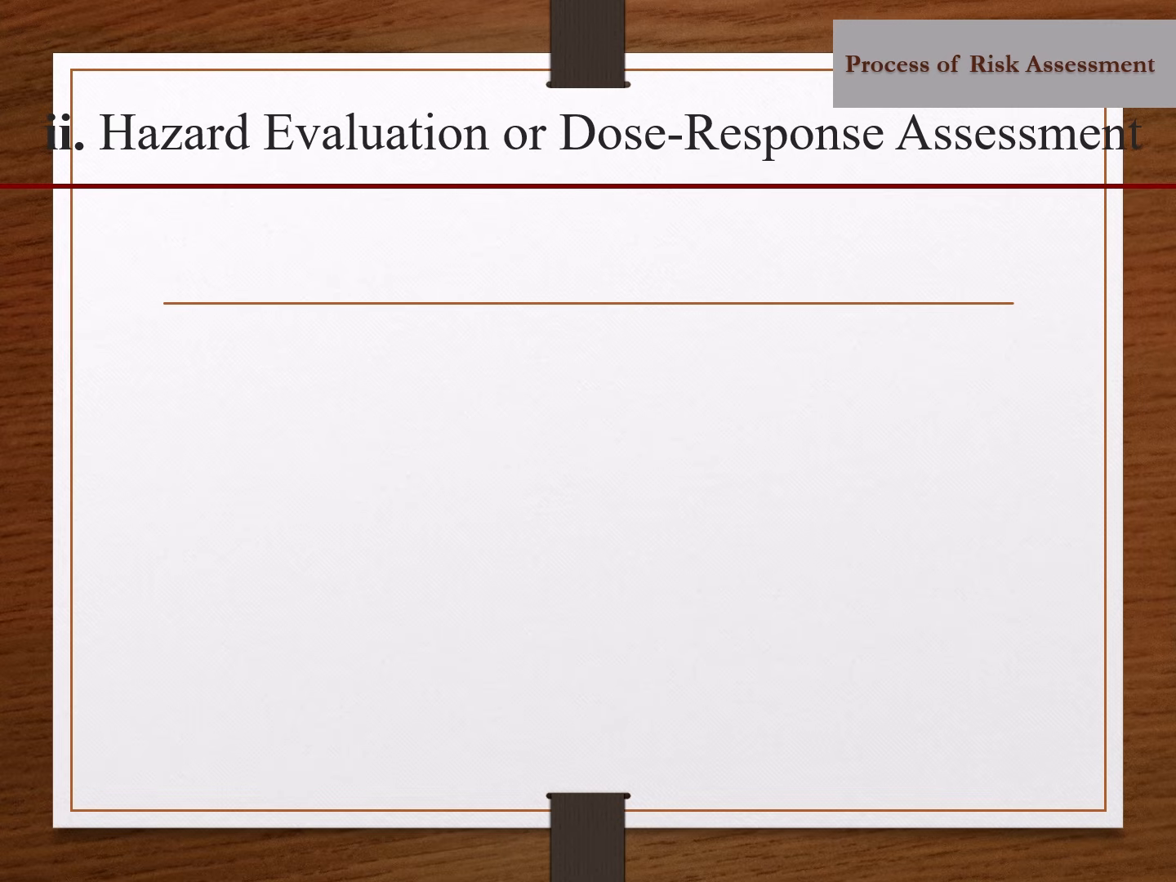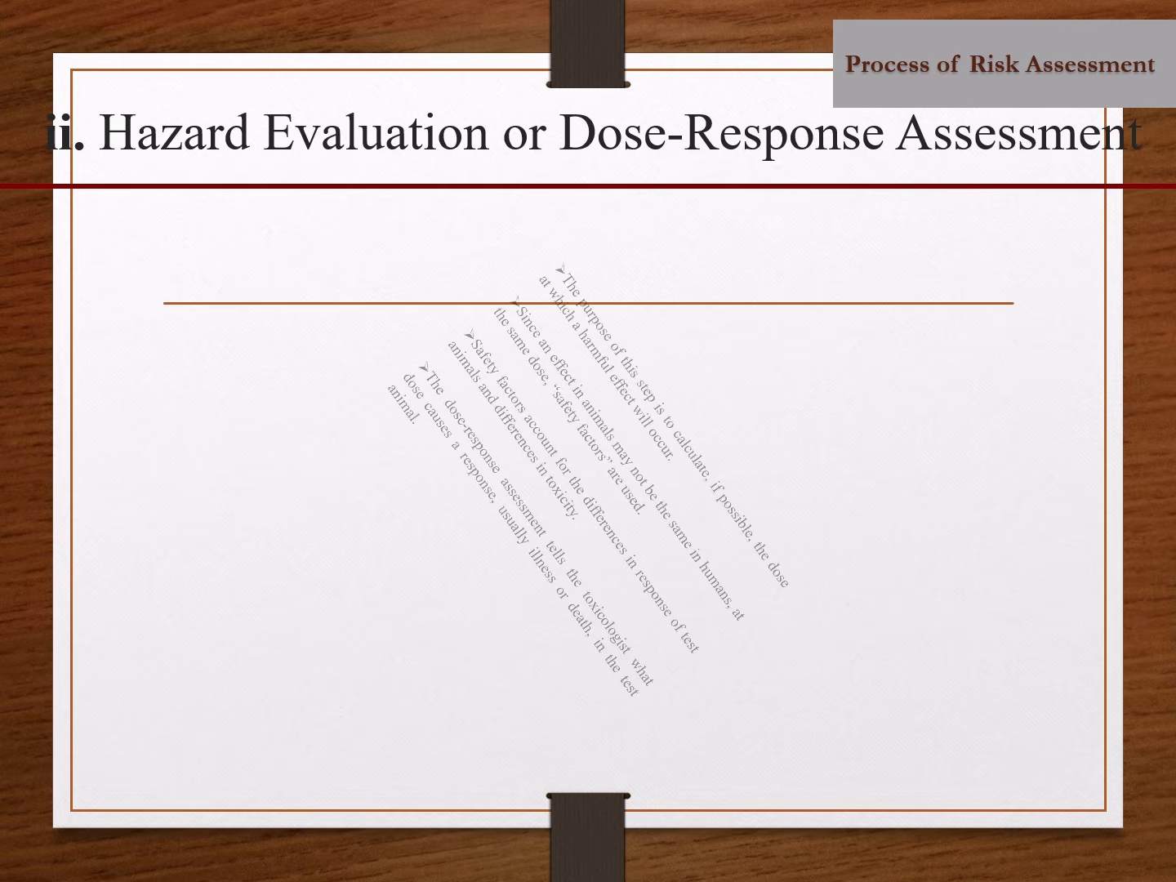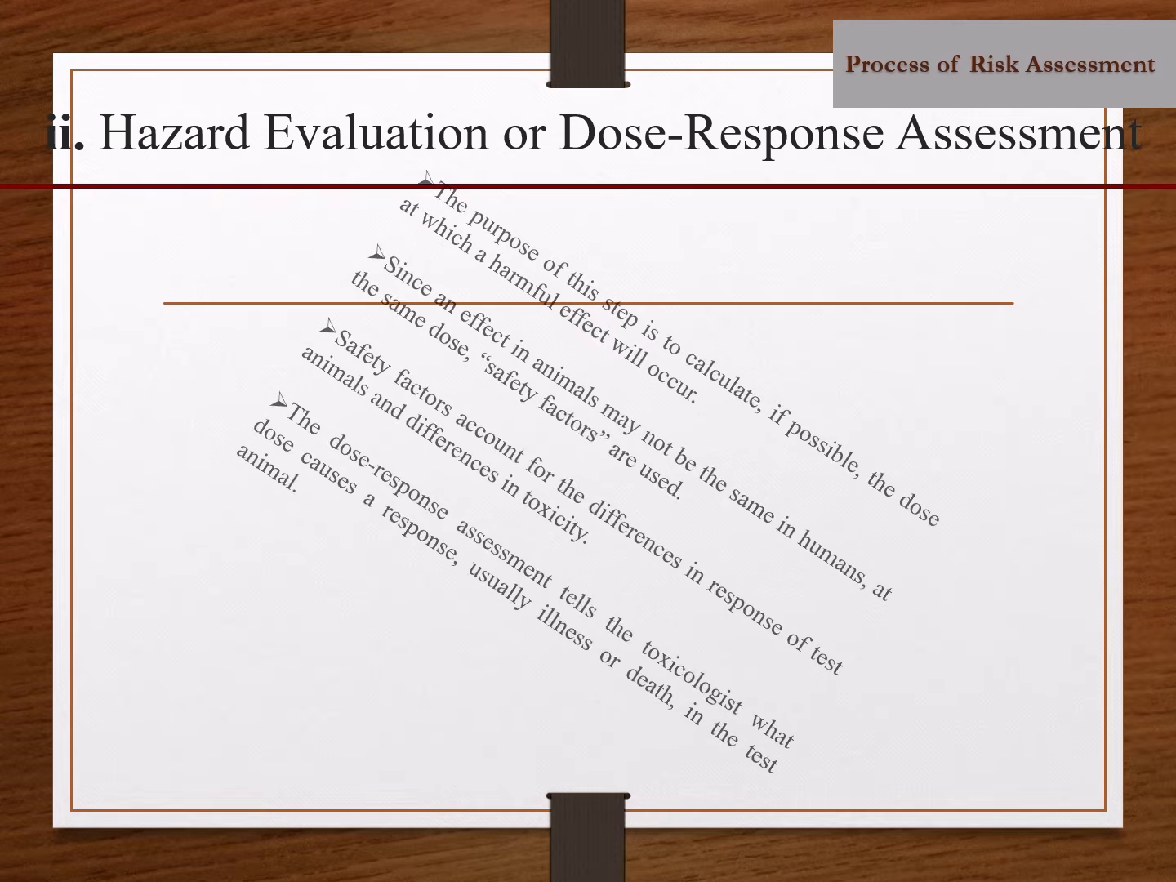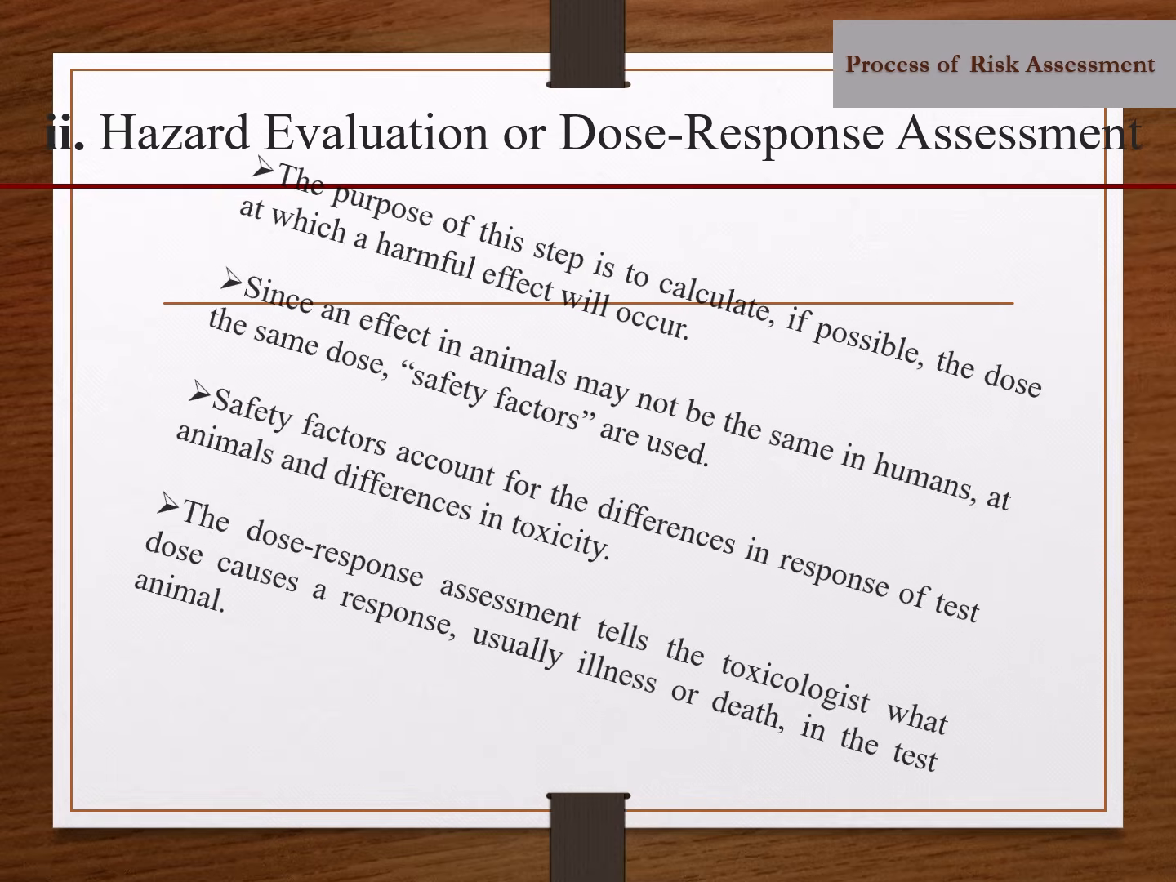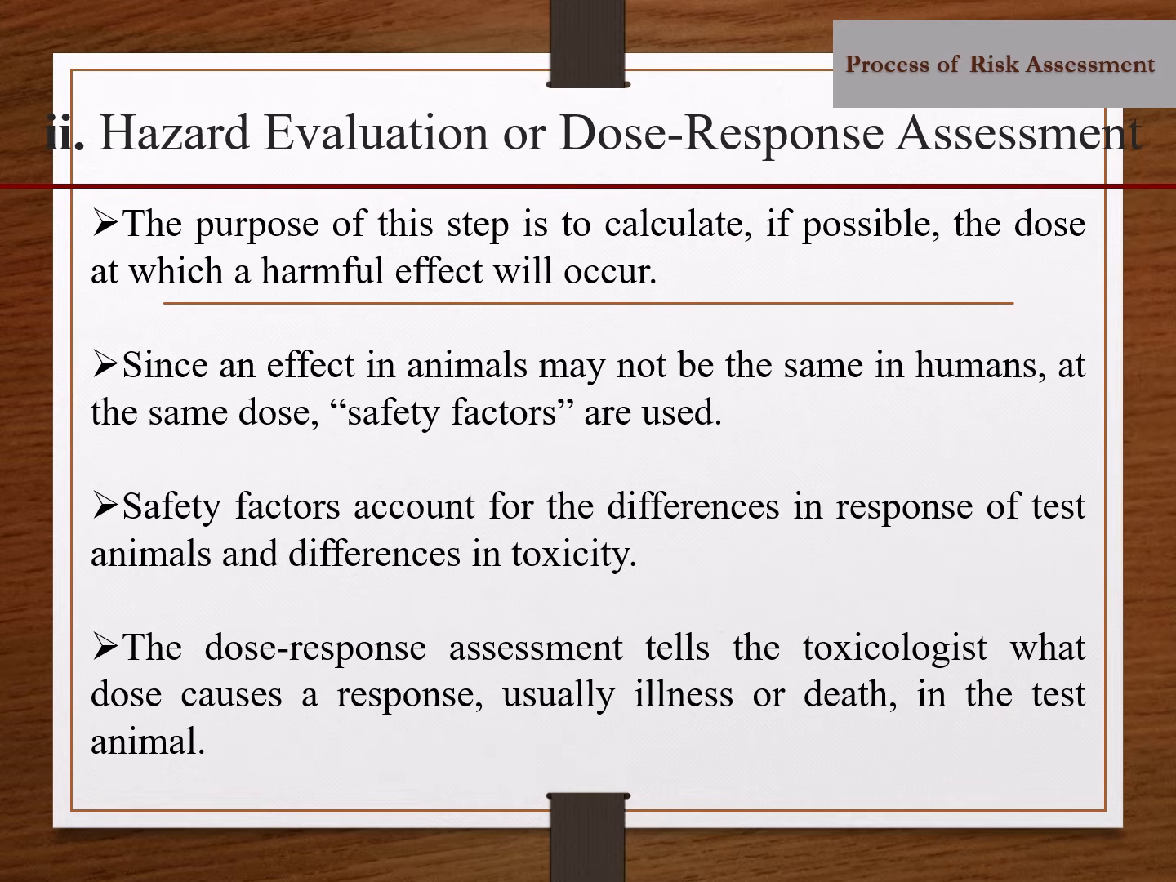Since an effect in animals may not be the same in humans at the same dose, safety factors are used. Safety factors account for the differences in response of test animals and differences in toxicity. The dose-response assessment tells the toxicologist what dose causes a response, usually illness or death, in the test animal.